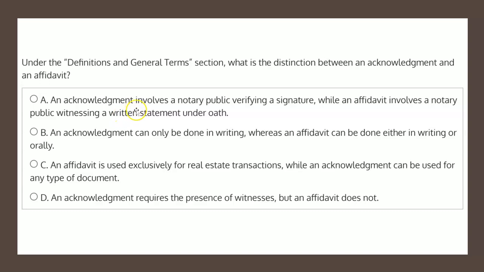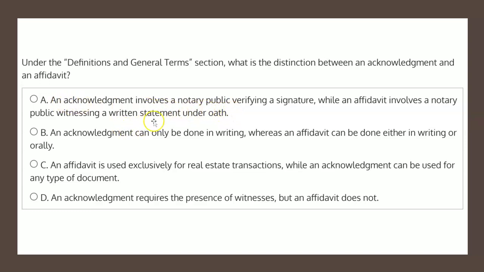Choice A states, an acknowledgement involves a notary public verifying a signature, while an affidavit involves a notary public witnessing a written statement under oath. Now, this is somewhat tricky because the wording is a little different from the law that I read from before. But if you do a comparison between this choice and what's stated in the solution, you will see that really it's saying the same thing.